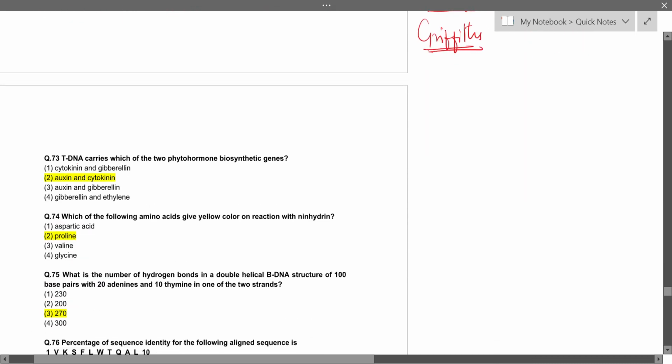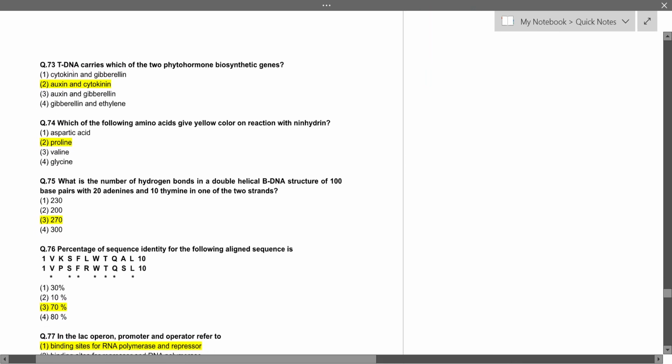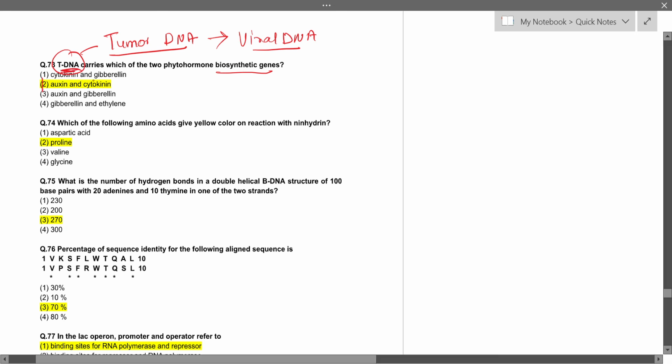Next, T-DNA carries which two phytohormone biosynthetic genes? See, what is T-DNA? T-DNA is also called tumor DNA. Now, what is tumor DNA? It is also known as viral DNA. This part of the DNA contains all the information to infect the host. So now T-DNA contains auxin and cytokinin.